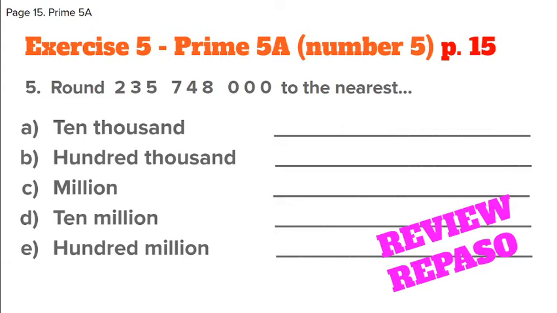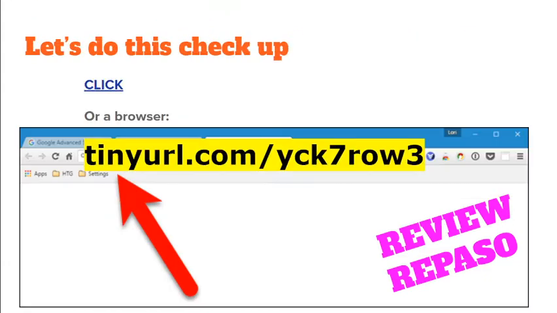Now in 5th grade, you will be learning much bigger numbers than you were in 1st grade, 2nd grade, 3rd grade, 4th grade, okay? So you really need to know these. If you didn't do this little quick checkup, here is the tiny URL that you need to go to. It is tinyurl.com/yck7row3. So we did that on the 23rd, I believe, of April.